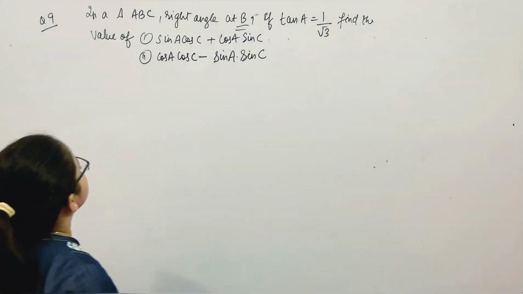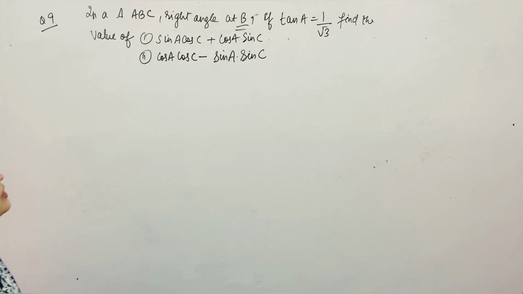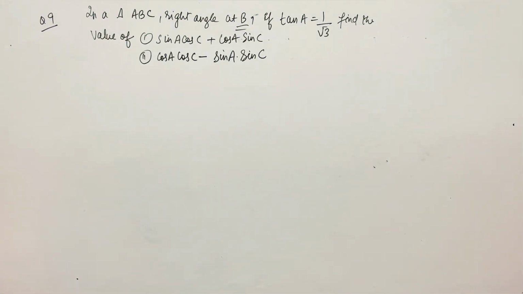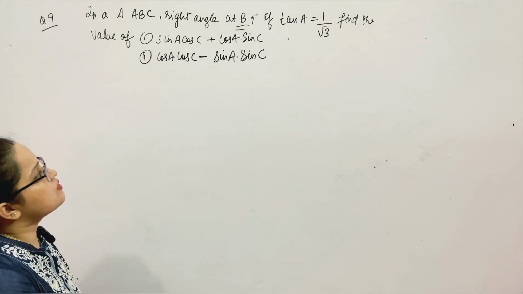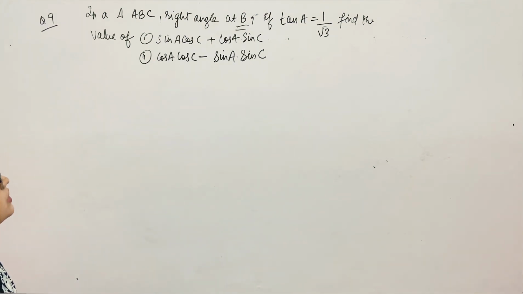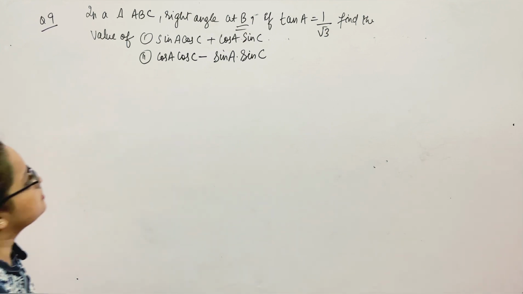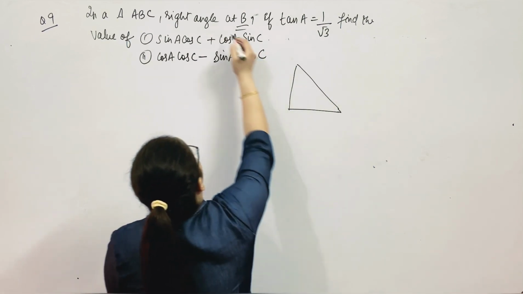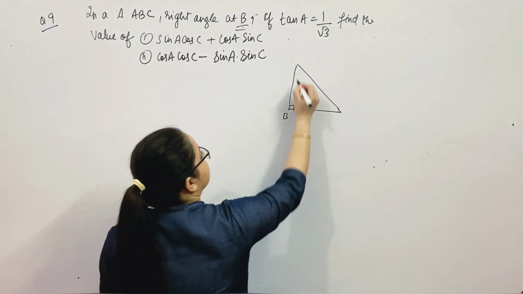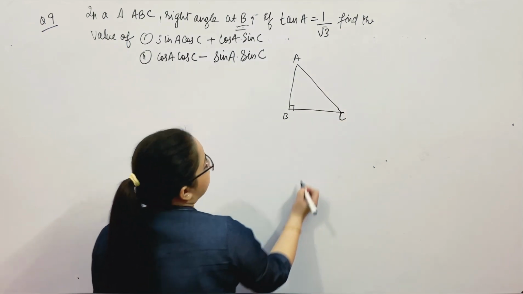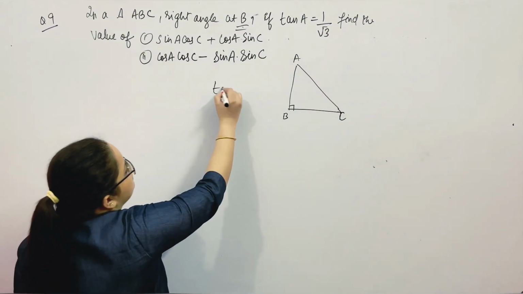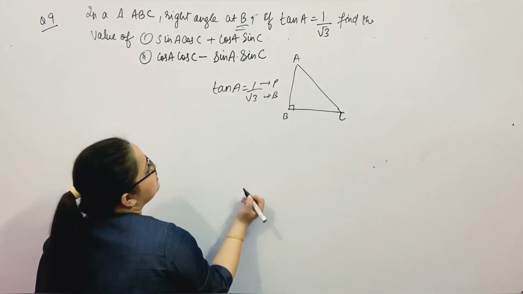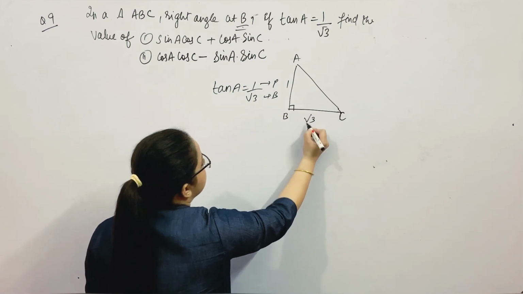So question number 9 is, in a triangle ABC, right angle at B, if tan A is equal to 1 over root 3, find the value of first, sin A cos C plus cos A sin C, and second, cos A cos C minus sin A sin C. First of all, we will make one right angle triangle, and it says right angle at B. So I have made the right angle at B. Tan A is given as 1 over root 3. This is perpendicular, this is base. So perpendicular is 1, base is root 3.